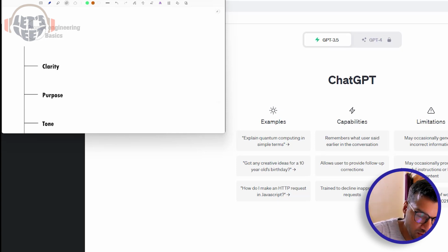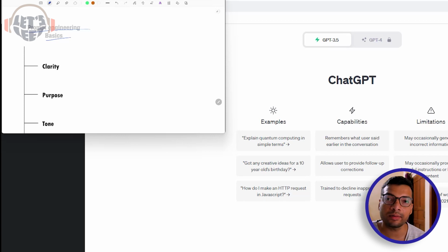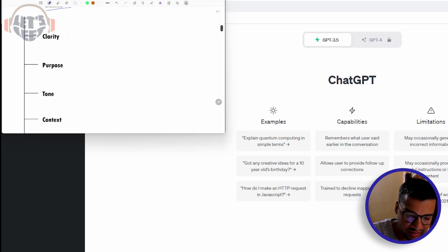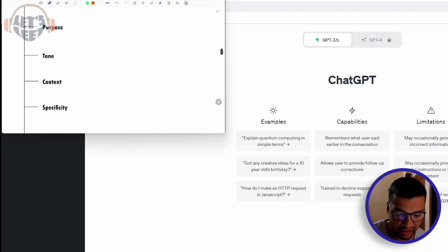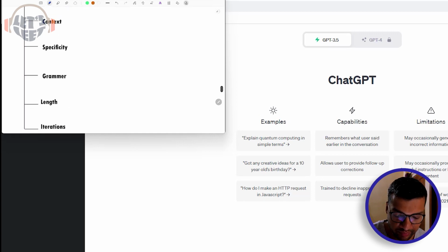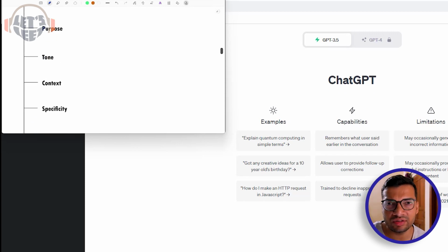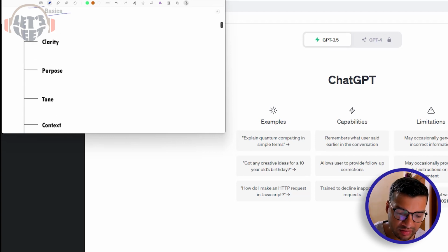So, what are a few of the things that should be kept in mind while creating a prompt? The very first pointer we should have in mind is, like, we have certain pointers like clarity, purpose, tone, context, specificity, grammar, the length, and the number of iterations. Okay, so we'll discuss each of these one by one with certain examples. हम कुछ examples के साथ इन सारी चीज़ों को एक एक करके डिस्कस करेंगे.